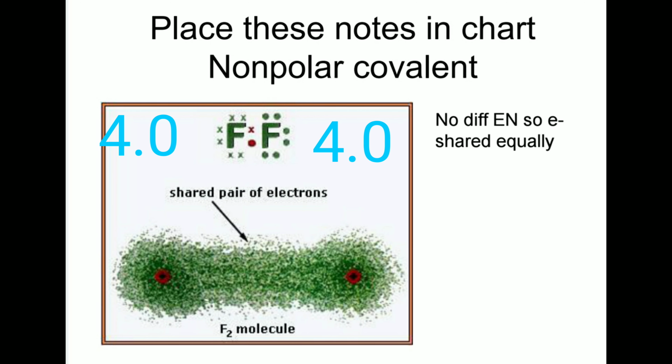So when we have a nonpolar bond, it only occurs between diatomic elements. Nonpolar bonds have elements that equally share electrons. They share equally because they have identical electronegativities. Each fluorine has an electronegativity of 4.0 on reference table S. The difference is 0.